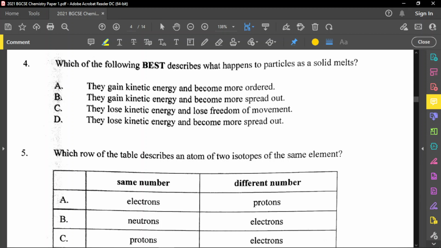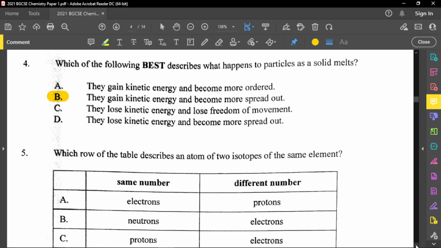So it's either between A and B, right? However, now, moving from solid to liquid, then without a doubt, you know that the particles will move further away from each other. They move much more loosely, all right? Or they move freely over each other. So therefore, B will have to be your option, all right? Now, let's go to question number 5.